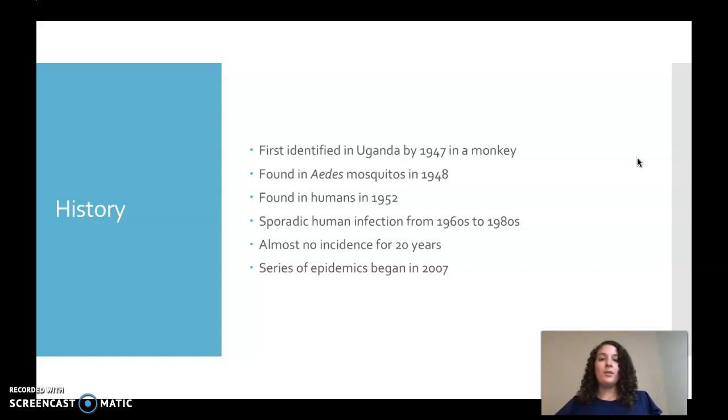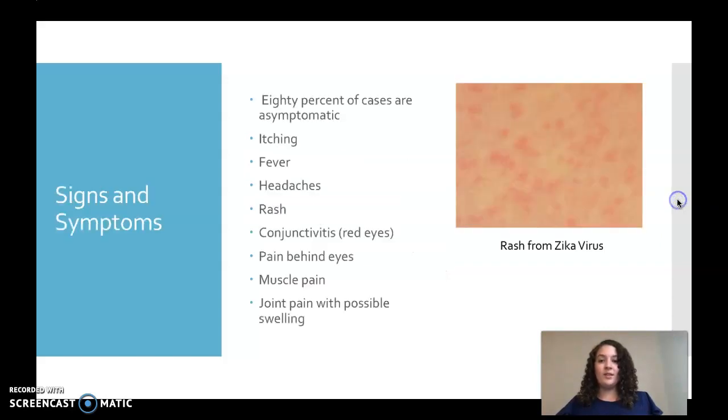It was later found in humans in 1952 in Uganda and the Republic of Tanzania. Then there was sporadic human infection from the 1960s to the 1980s, very few cases, very mild cases. Then there was almost no incidence from the 1990s until the first Zika outbreak in 2007, so it kind of disappeared for a while, and then it burst back onto the scene in 2007 with a legitimate outbreak in the Pacific. We will get to that in a couple minutes.